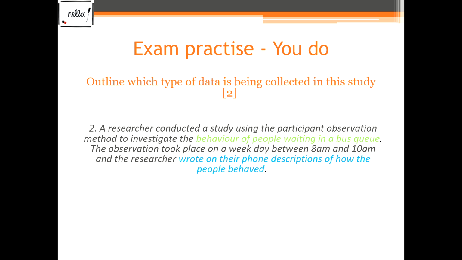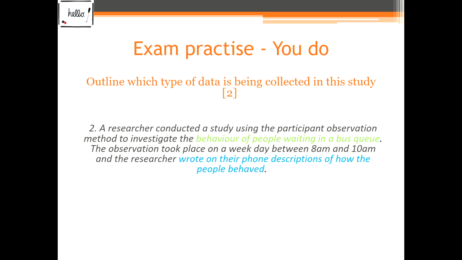Another one, so we've got a researcher conducted a study using a participant observation. So they took part in the people that they were observing, so they probably got in the bus queue with them, and they're investigating the behaviour of the people waiting in the bus queue. And they're writing on the forms descriptions of how they've behaved. So again, the type of data here, well, it's clearly given us a hint of what it is, because they've said descriptions, so it's qualitative data.